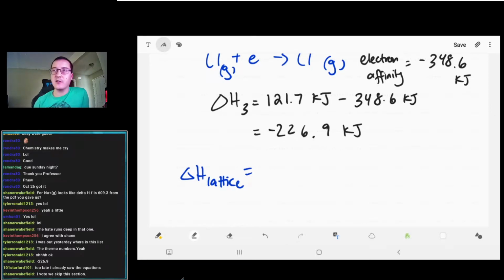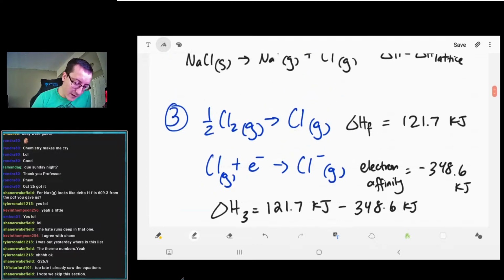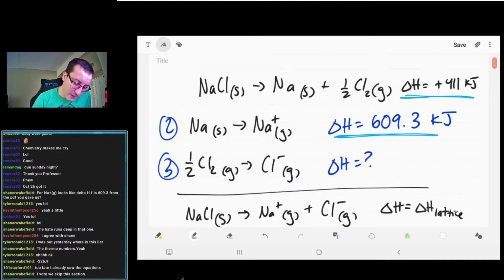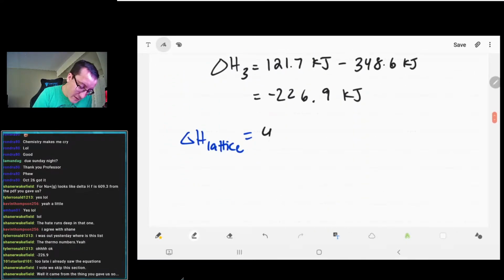Let me check another resource. But you know what? Oh, no, we're okay. We're okay. We're okay. I'm lying to you guys. I'm always lying to you guys. This thing should always be endothermic. Duh. Okay. 411 kilojoules plus 609 kilojoules minus 226.9 kilojoules.